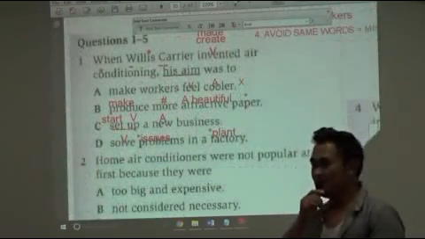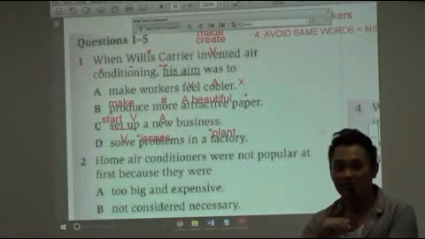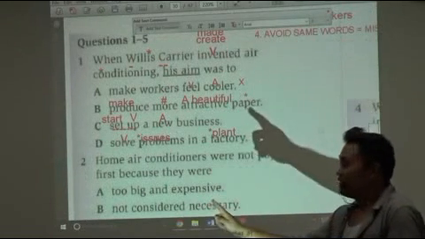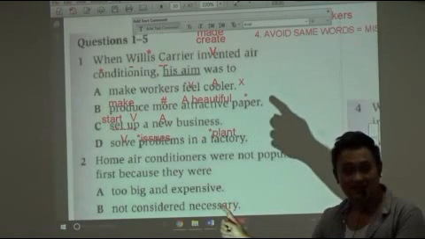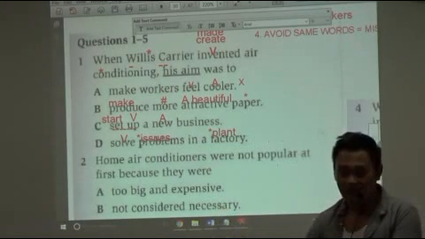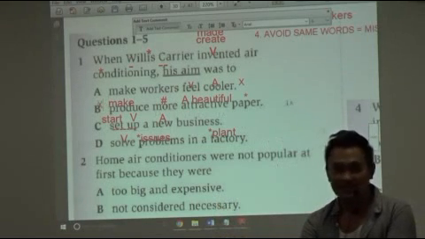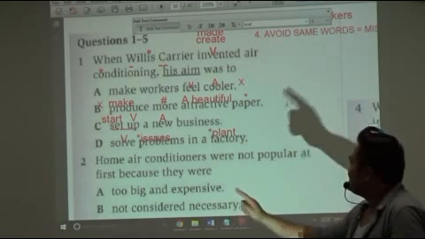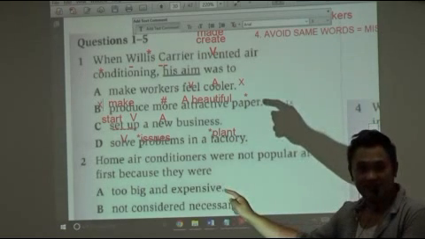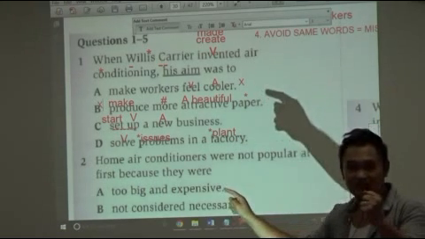One more time. Everybody say, avoid the same words. Do you remember seeing paper in the passage? You saw the word paper. That means paper is not the answer. Why? Same word. Do you understand? That is a trap in IELTS.